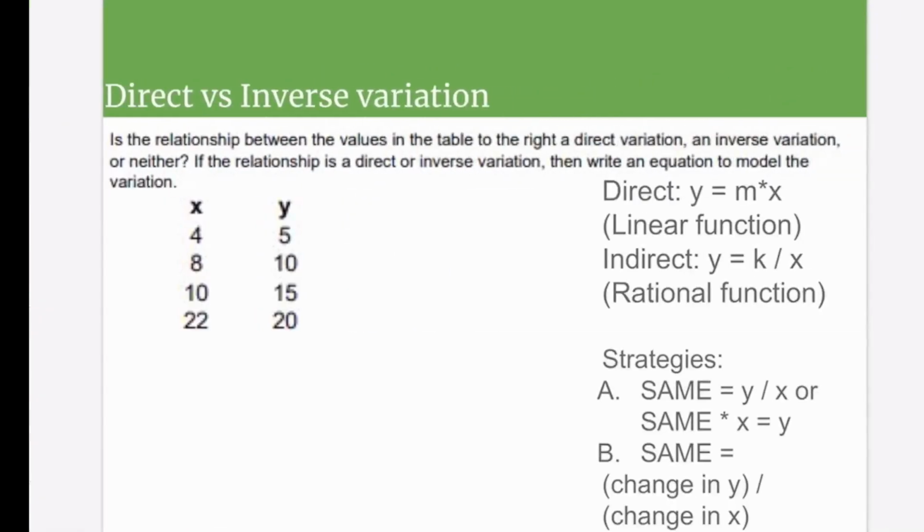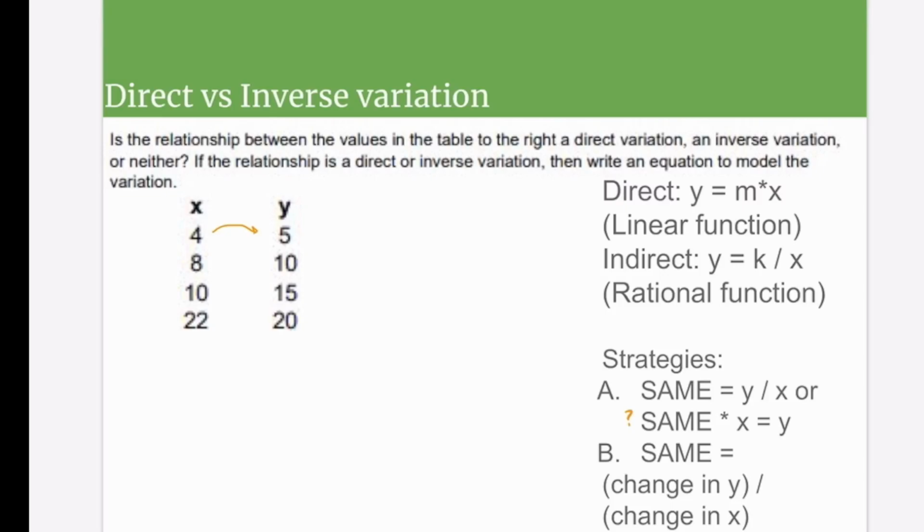So for our second problem, it's similar. We have a table with x and y values. So we're going to go through the same strategies. So in this case, when I look at going from x to y, 4 times something is going to give me 5. That might not be the best strategy in this case. So this strategy right here might not work very well depending on how the numbers fall.